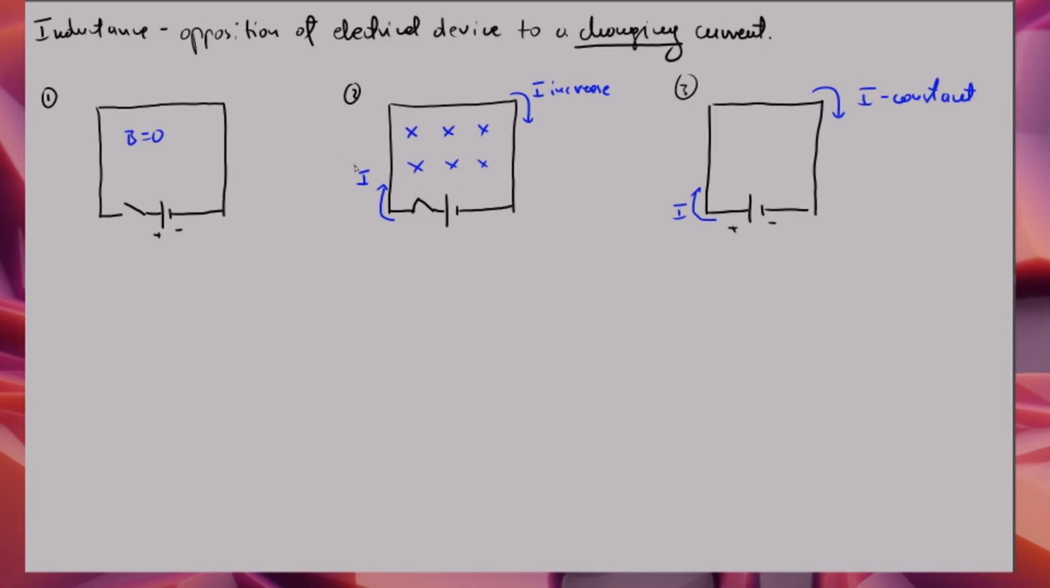There is a field on the outside. If I wanted to, I could put that the magnetic field points out of the page, but I don't need that on the outside. The field on the outside is irrelevant. I'm just going to draw the field on the inside of the loop. And this magnetic field B also increases, because if the current increases, so does the magnetic field.